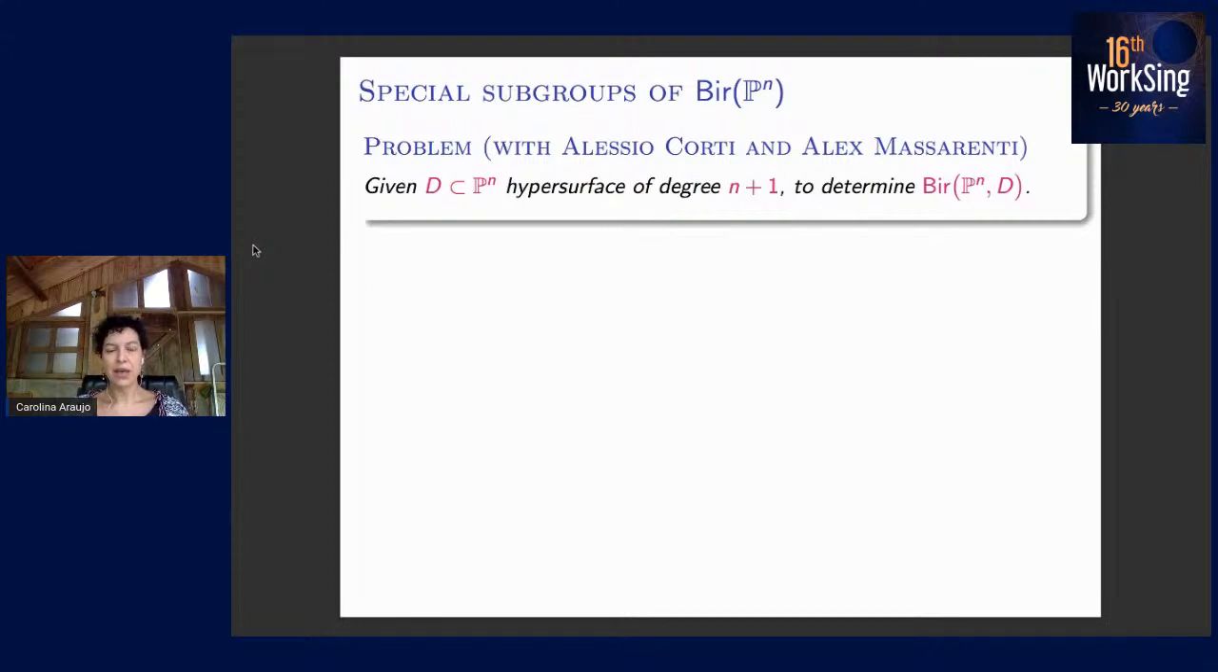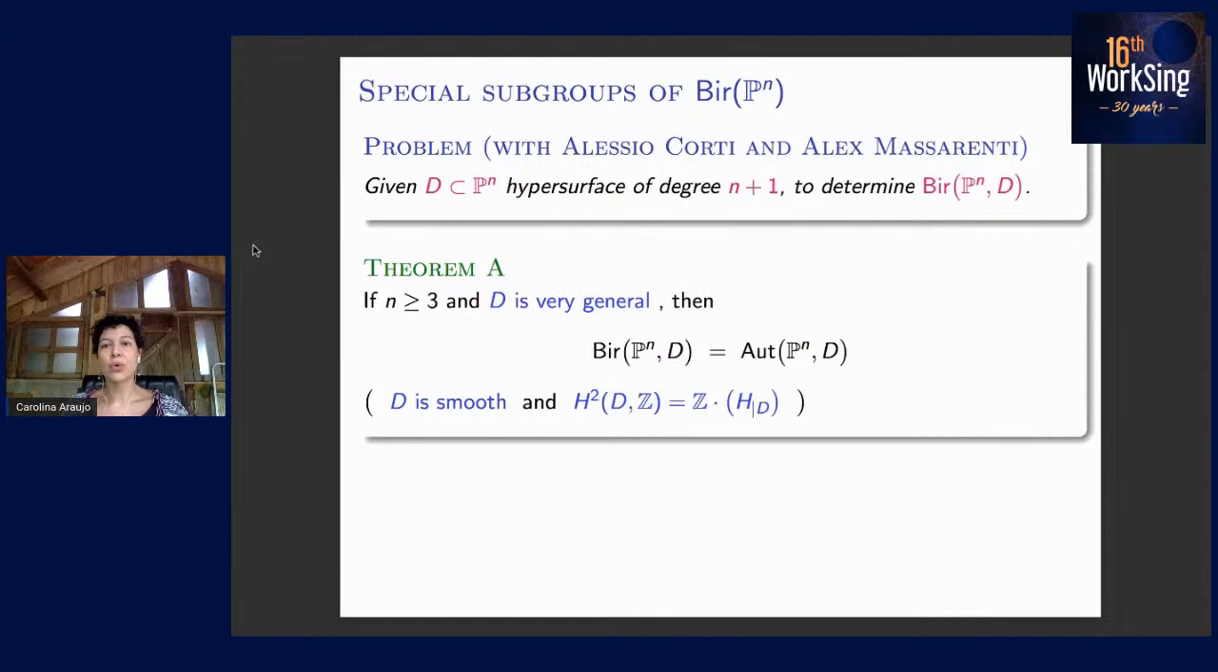So the philosophy that I want to explain here is that this group will be very dull if D is generic, if it is not special. And it will be very interesting when D starts to acquire interesting singularities. Okay, so to state this, let me state our first theorem.